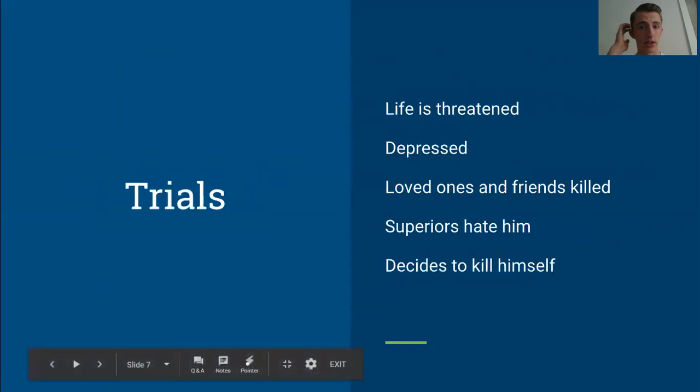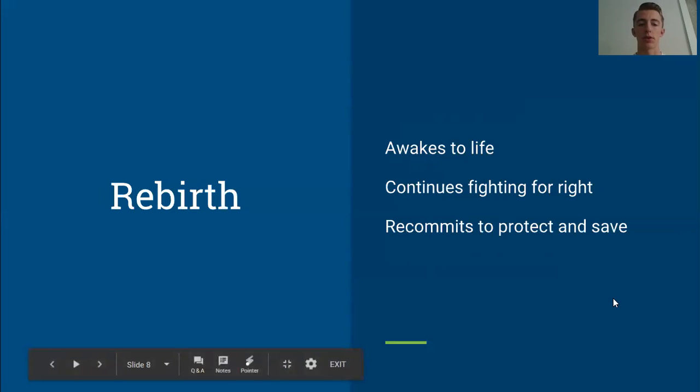Trials. So Kaladin has many trials. His life is threatened over and over again. He's depressed. He doesn't think that he can do any good. He thinks that anyone he tries to help or care for ends up dying. So that's kind of a paradigm or a stigma that he has attached to himself. His superiors hate him, and he decides to kill himself. So he's kind of at that state. And then the rebirth happens, I think immediately after he tries to kill himself.